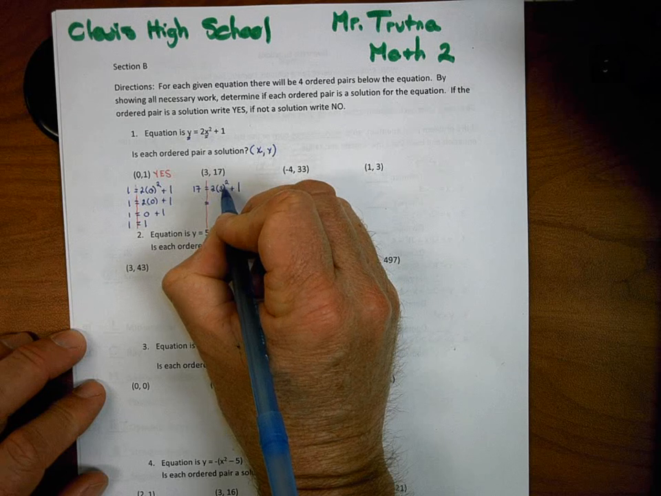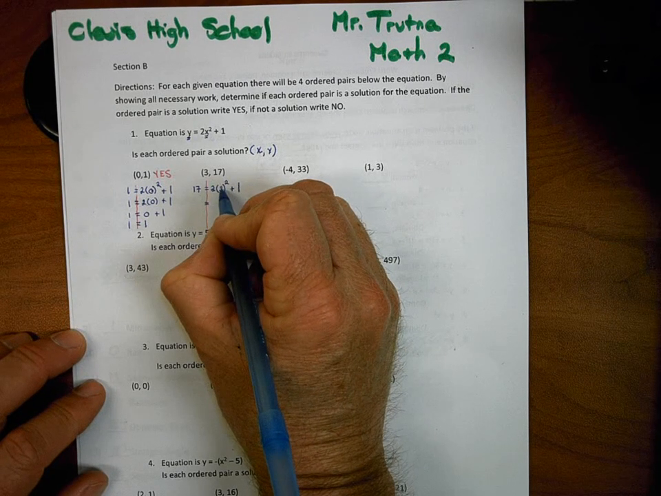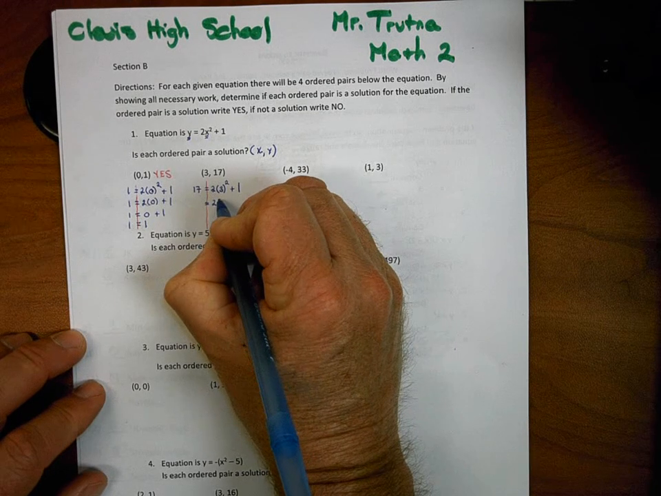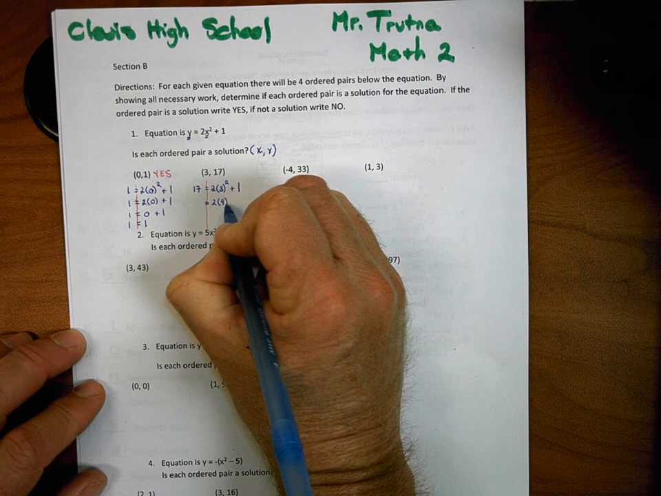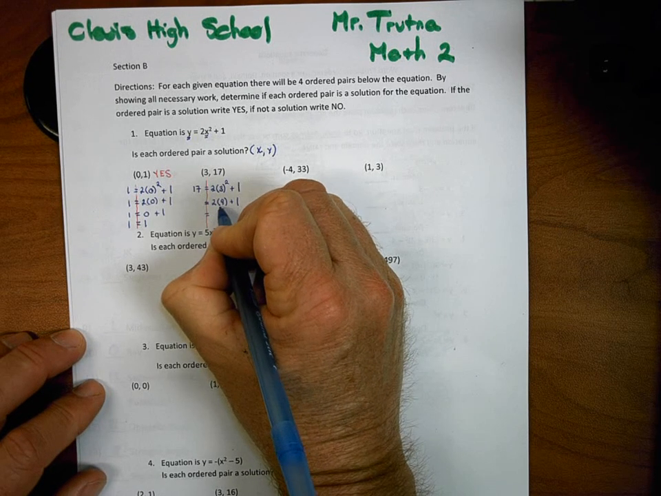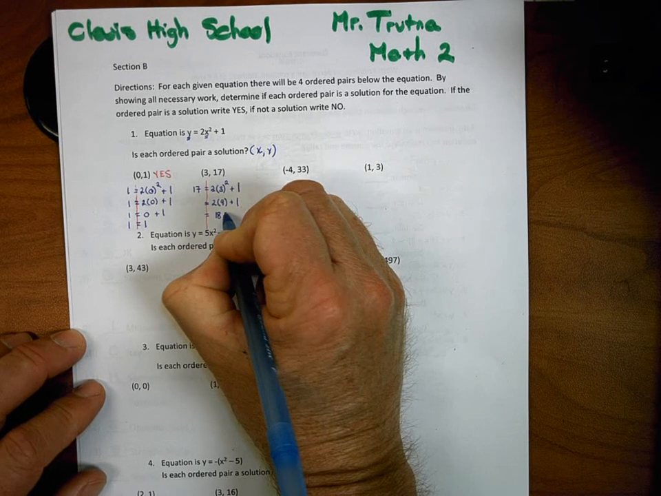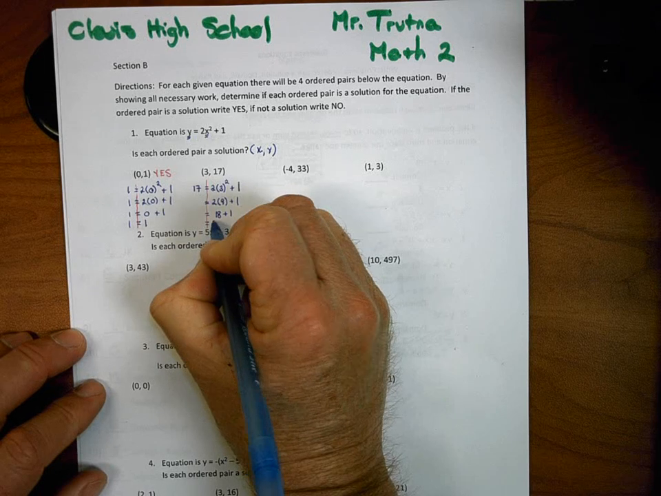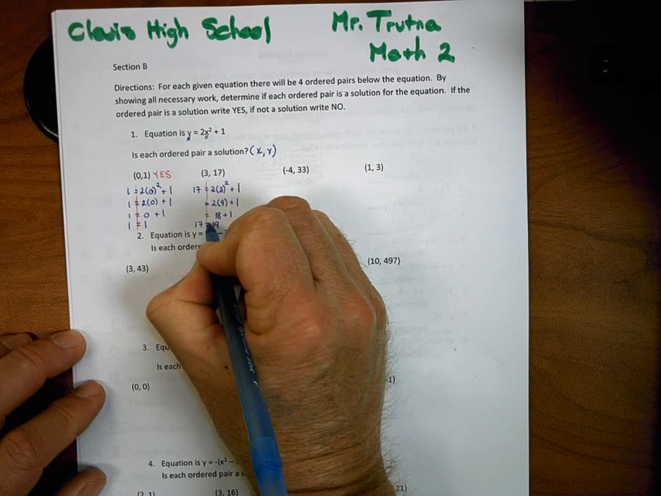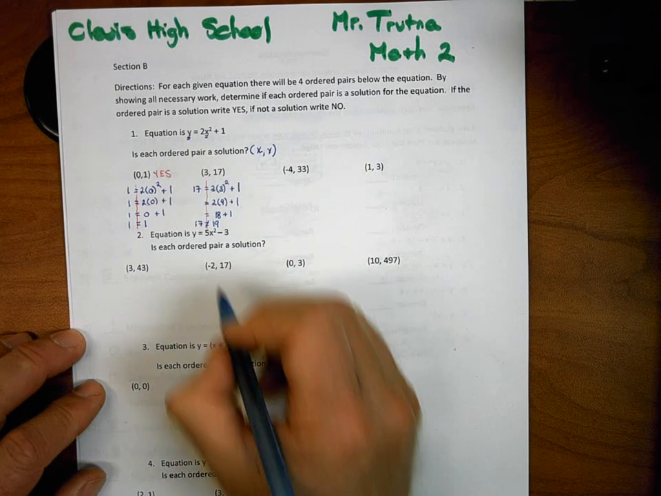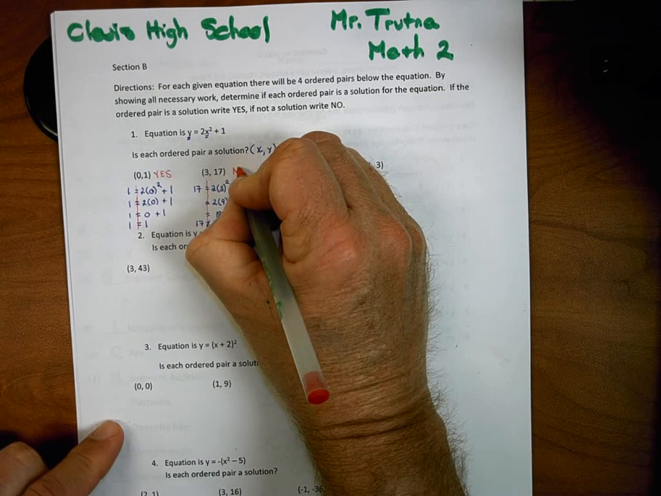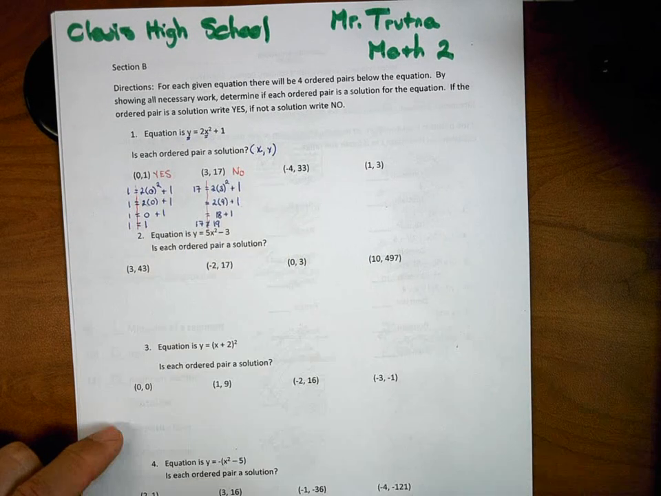I have to do the exponents first. Order of operations says exponents before multiply, so 3 to the second power is 9. Now my right side becomes 2 times 9 plus 1. The next thing I do is multiply the 2 times the 9, so now my equation becomes 18 plus 1. That becomes 19. The left side of the equation was 17, and 17 is not equal to 19. So this is telling me that no, (3, 17) is not a solution to the equation. So that one would be no.